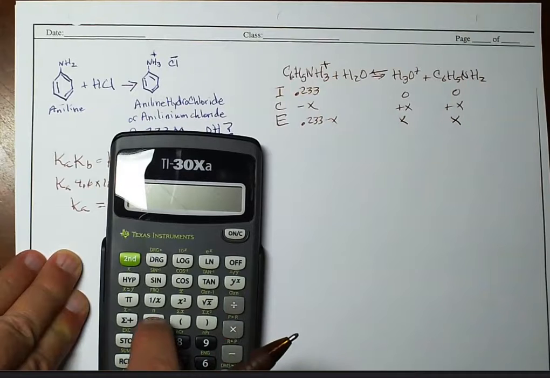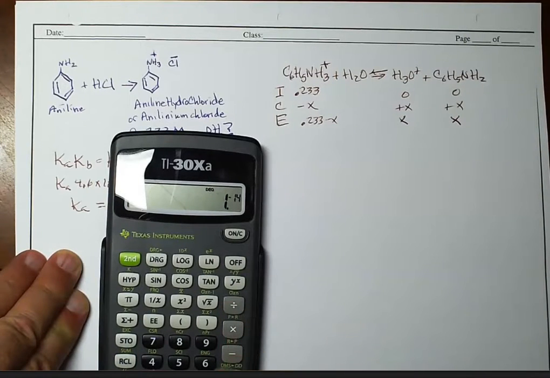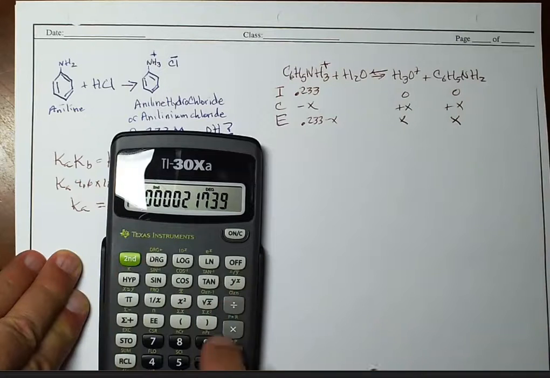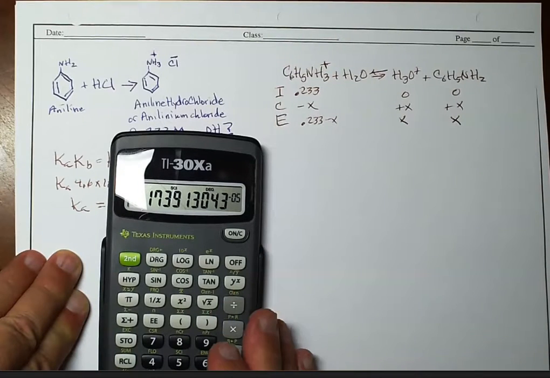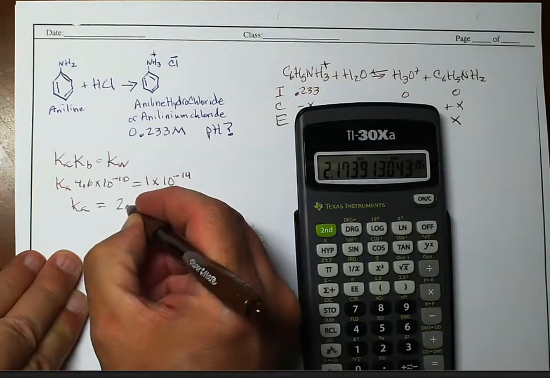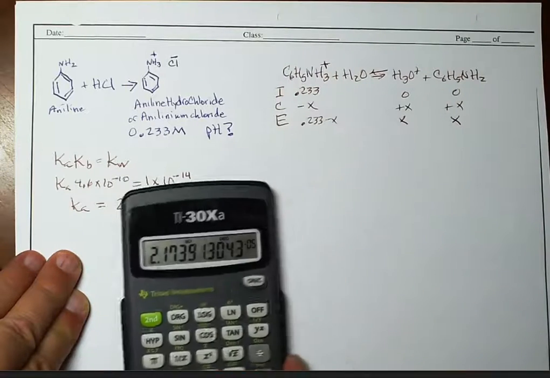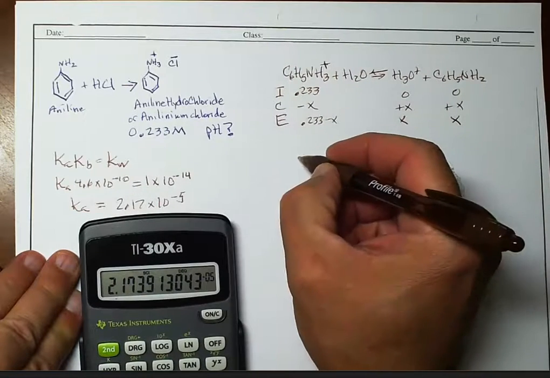Let's see, 1 times 10 to the negative 14, divided by 4.6 times 10 to the negative 10 equals, and let's get that into scientific notation, 2.17 times 10 to the minus 5. So now we can use that over here.